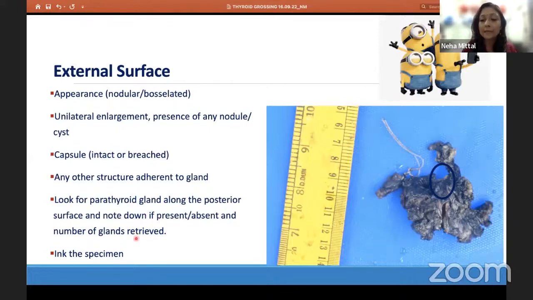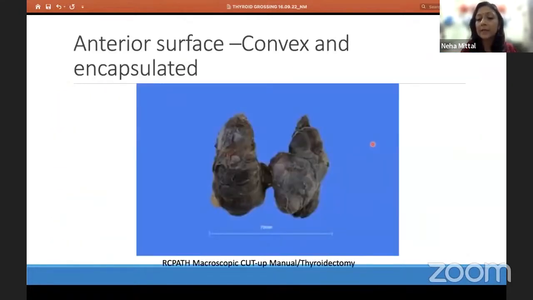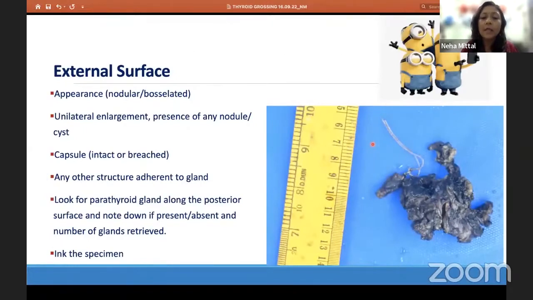Then ink the specimen. As shown previously, it is a good practice to ink both lobes and the isthmus with separate colors. You can ink the right lobe with blue color and the left lobe with black color, and the isthmus with yellow or orange color, as done in this case. This helps easy identification of the lobes in final histopathology as well, and the margins also. So ink the specimen.